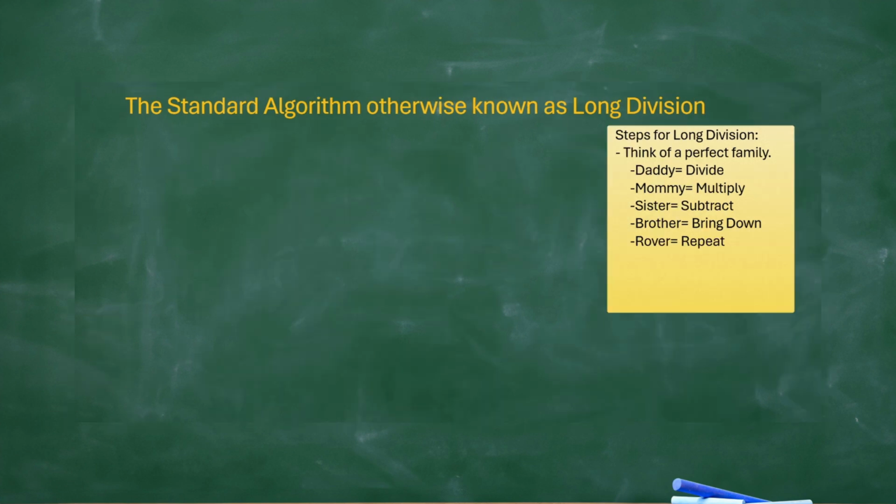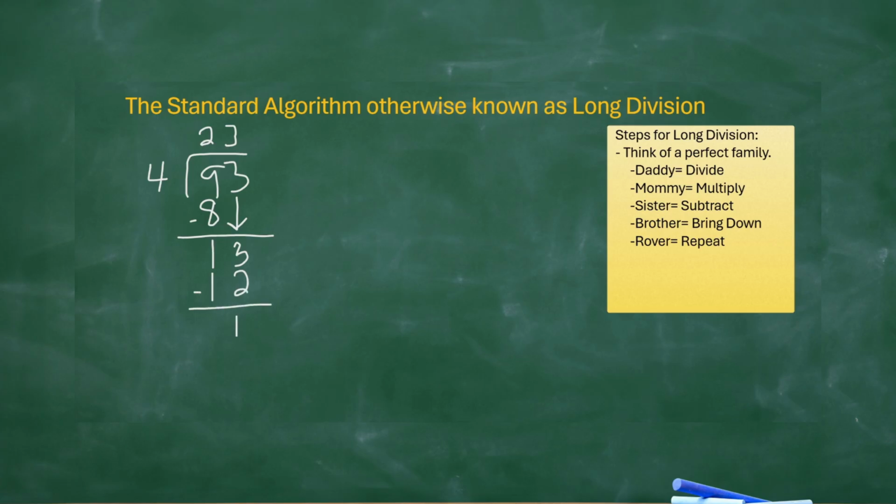All right, now that you've had a chance to see how this method works, let's practice a couple of them together. Let's do 93 divided by 4. So step 1 is how many 4s can I get out of 9? And the answer would be 2. 2 times 4 is 8. Do your subtraction, you're left with 1. Bring down the 3, and now we repeat. How many 4s can I get out of 13? The answer is 3. 3 times 4 is 12. Do your subtraction, you're left with 1. Now, 1 is our remainder because we can get no more groups of 4 out of 1.